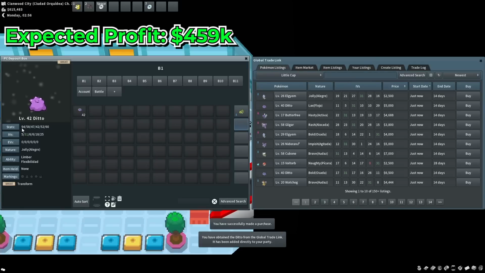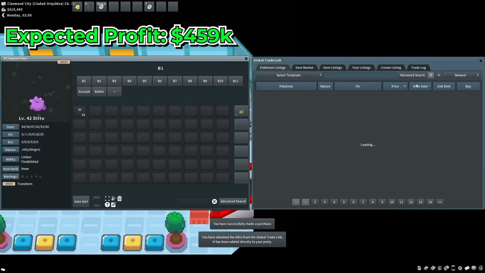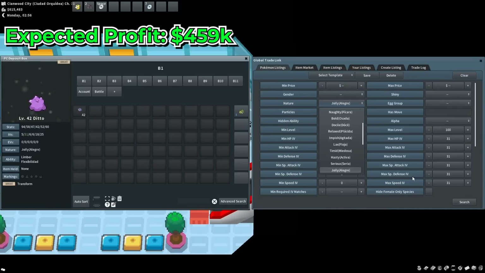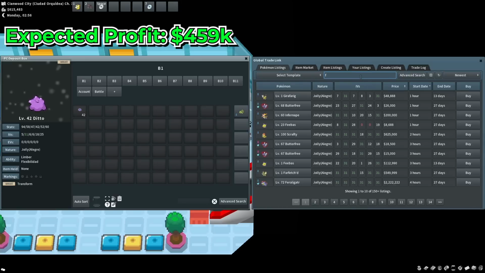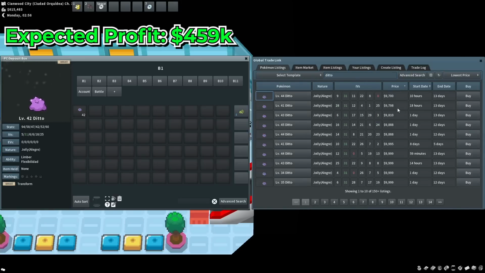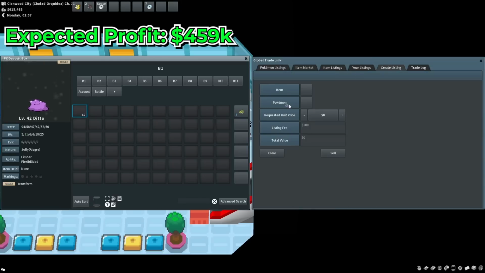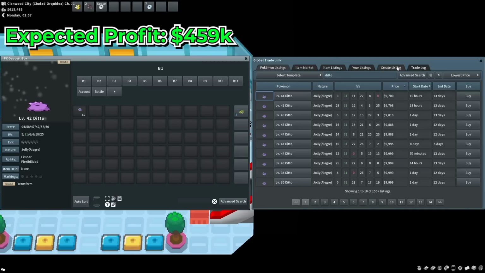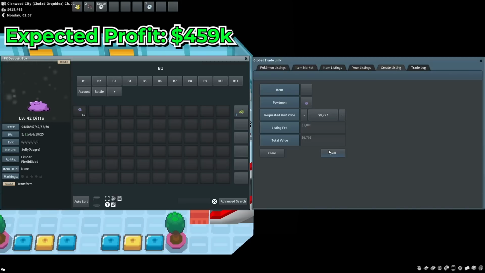Another Jolly Ditto with 31 in attack. 31 Jolly Ditto. Here goes, let's put it under this one here. 9797. 9797. Or no. Yep, that's right.